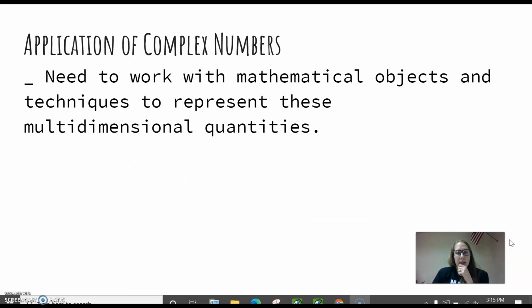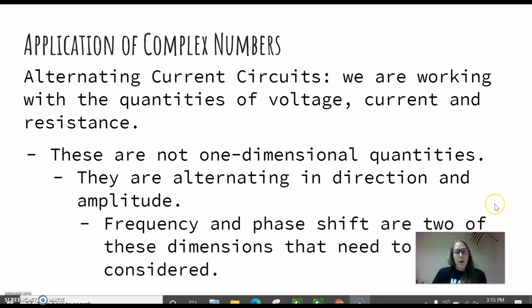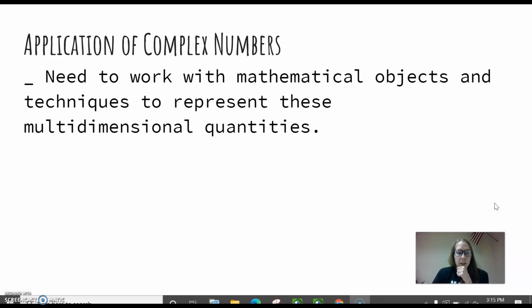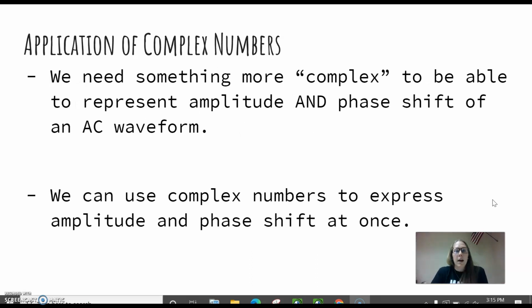So we need to work with mathematical objects and techniques to represent these multidimensional qualities. By using complex numbers, we are able to represent amplitude and phase shift as an alternating current waveform. And in doing so, we can also use complex numbers to express amplitude and phase shift at once. Now we are able to combine equations involving amplitude and phase shift, whereas if we were not using complex numbers, we would have too many things going on and it would get nasty.